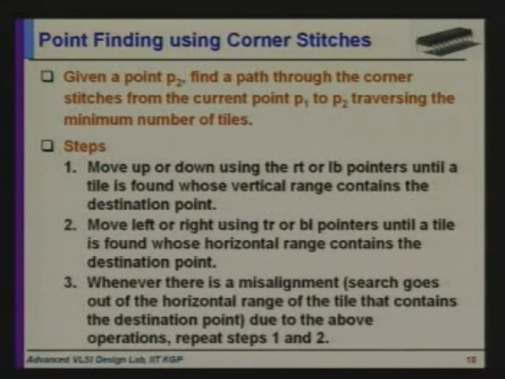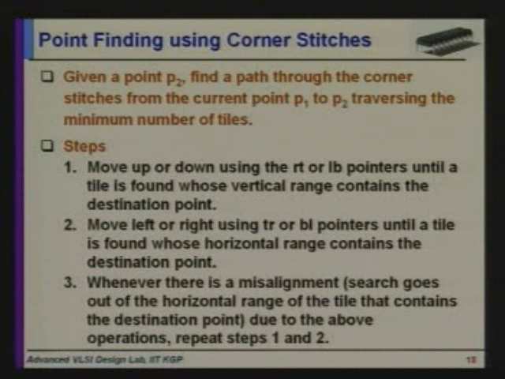Okay. So we'll now see one example with the corner stitching data structure. So given a point P2, find a path through the corner stitches from the current point P1 to P2, traversing the minimum number of tiles, right? So what is the idea? The idea is simple.